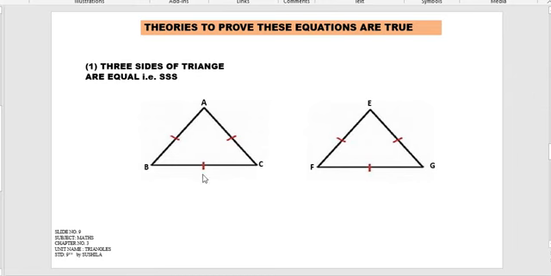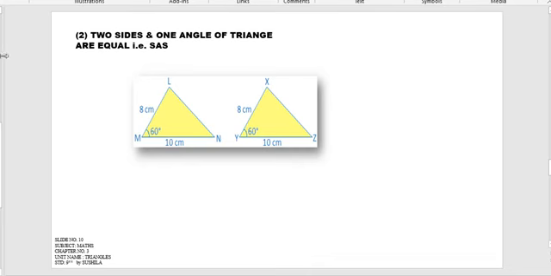What will happen if it is not congruent? You can give the statement that it may or may not be congruent. If it is congruent, it means it is congruent. Here in the sides, all the sides will be equal. That is a basic concept. Now just move on to the second theorem. Here, two sides and one angle of the triangle, that is the SAS theorem.